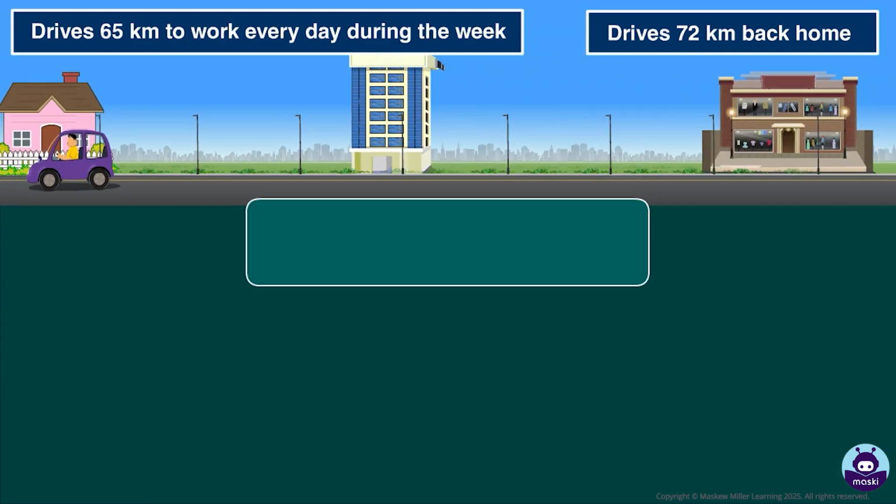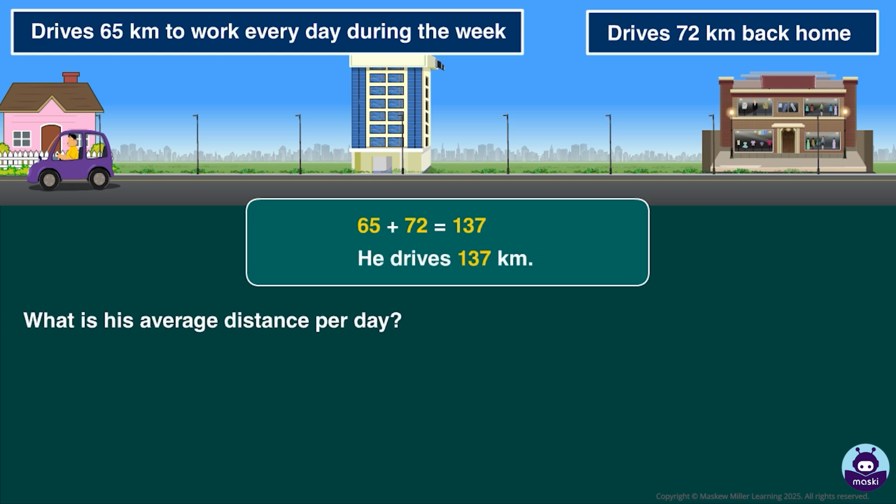To calculate, add 65 and 72 together. 65 plus 72 equals 137. He drives 137 kilometers. What is his average distance per day?